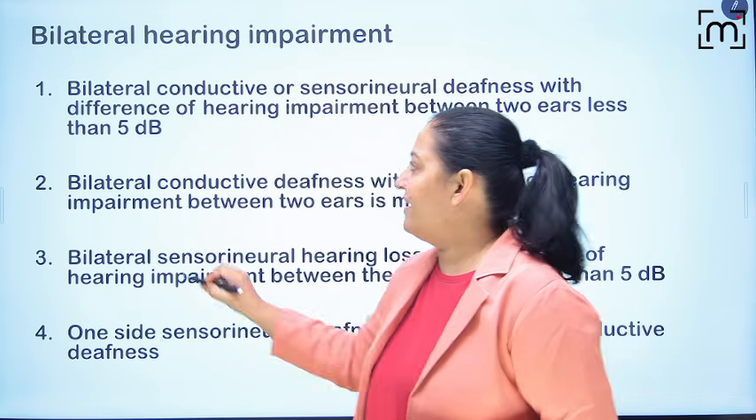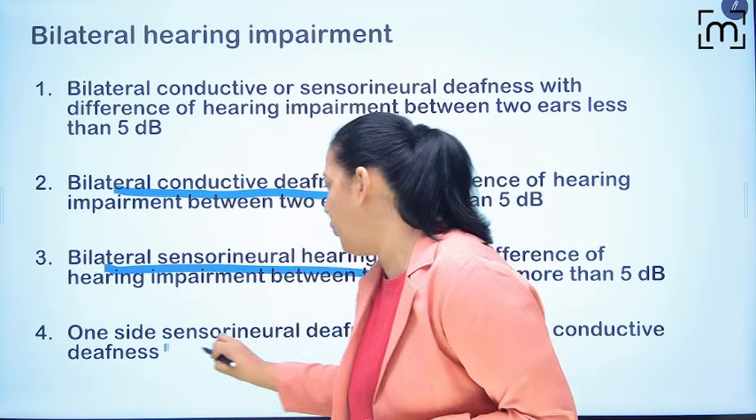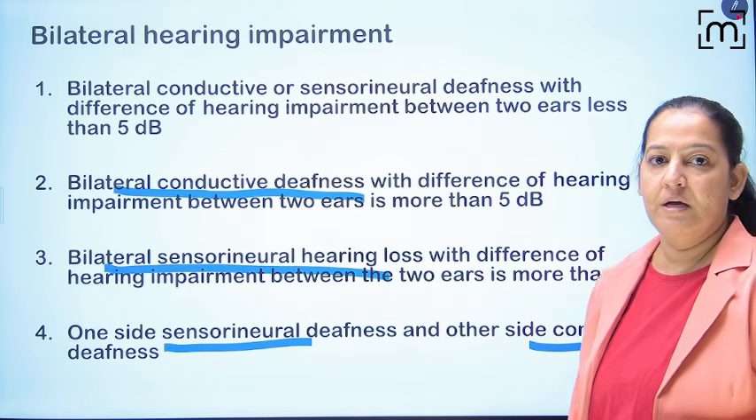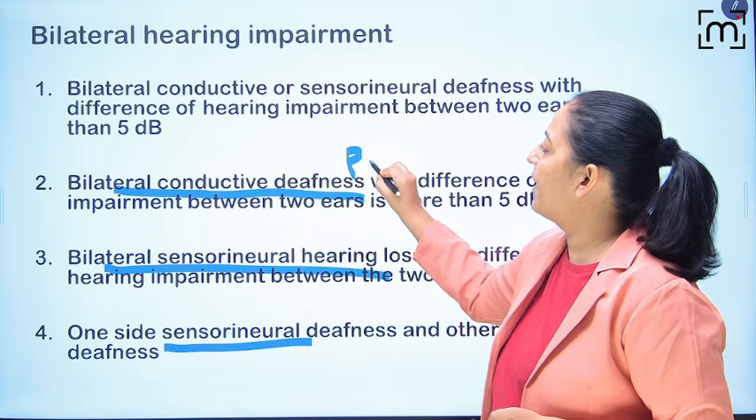Okay. So bilateral hearing loss: bilateral conductive, bilateral sensorineural, one with conductive and one with sensorineural. If it is bilateral conductive, it is lateralized to the poor ear.